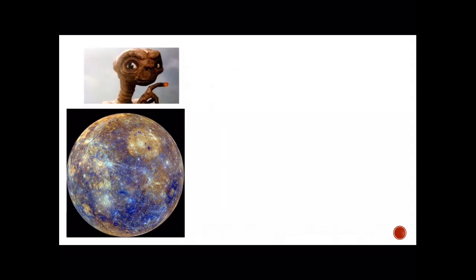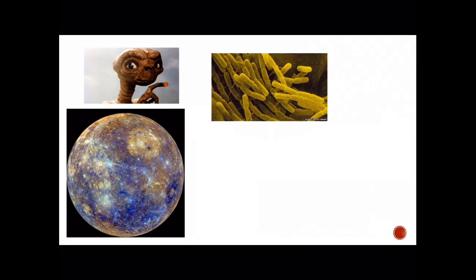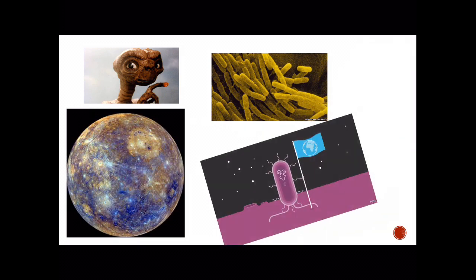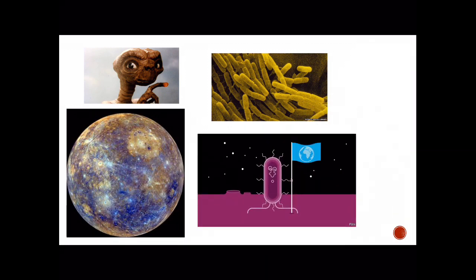extraterrestrial life. Now, you're not probably going to find something like ET wandering around with his finger glowing. You're most likely going to find something like bacteria, and the bacteria may colonize that planet. And that's the kind of living things that we're talking about.